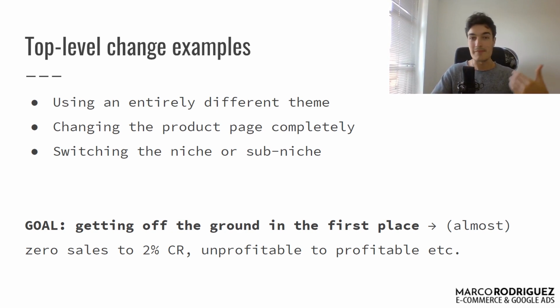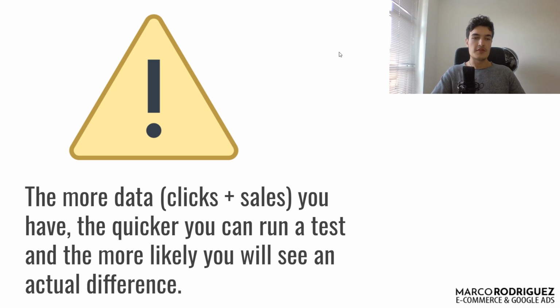Of course, you can also do it with massive clicks, but keep in mind this will be pretty risky if you have a lot of traffic and also, of course, sales already. So a few things to consider: first of all, the more data you have, the quicker you can run a test and the more likely you will see an actual difference. If you get 2,000 clicks a day and you run a test of your product page for your most visited product, chances are that within a matter of days you get enough data to say, okay, was this a good test or a bad one, right?